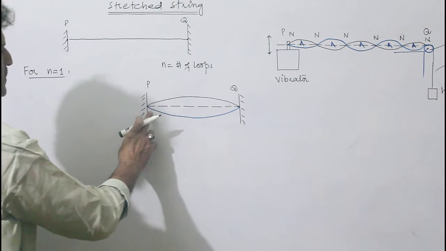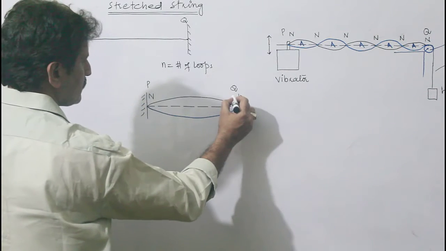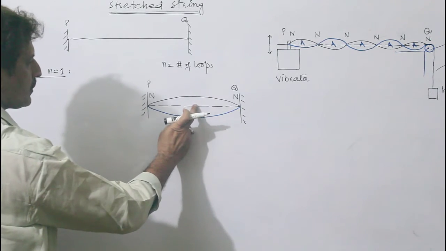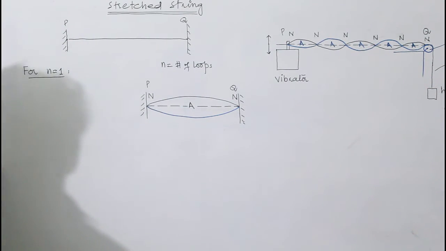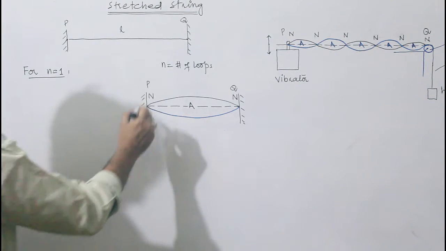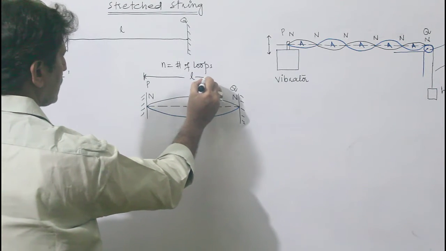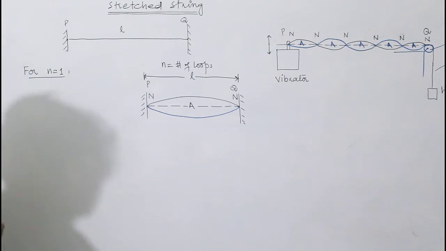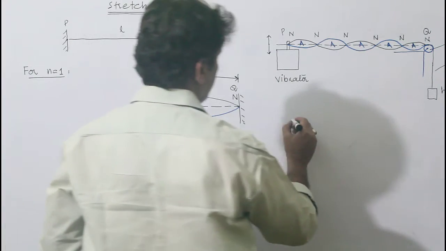Keep in your mind, students, on the fixed points a node will always be formed, and because of the one loop the middle portion will be the antinode, as we know already. And we are considering here the length of the string to be L, which is denoted here, the length of the string. And how many wavelengths are formed here? Students, we have already discussed this.